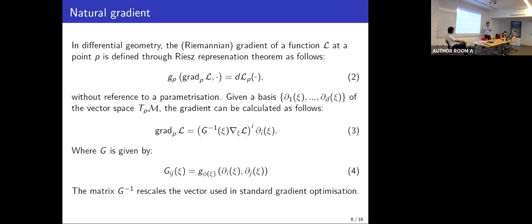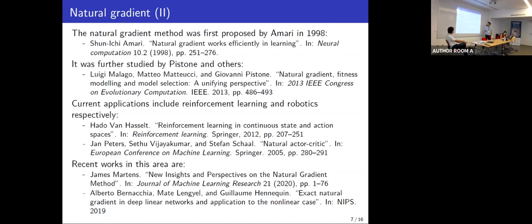So this is a short introduction to the natural gradient, how it's calculated and how it's given in this notation, and a short list of references of the natural gradient. It was first proposed in 1998 by Amari in this paper, then it was further studied by Giovanni Pistone, and now there are quite many applications.